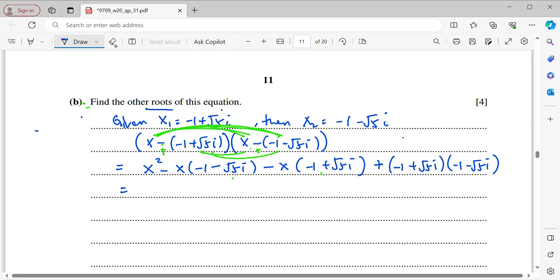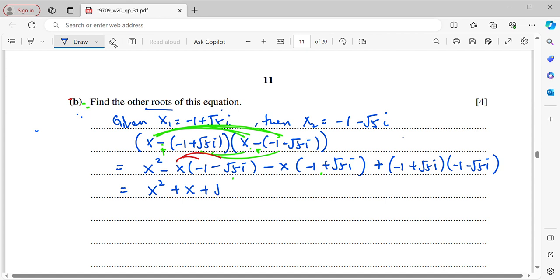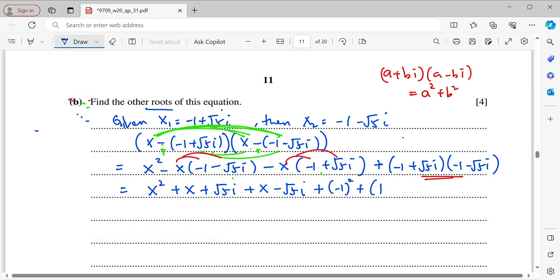Okay, so now when I do expansion, x squared, now you expand again, it will be plus x plus square root 5i. Okay, then expand here, so you will get plus x minus square root 5i. Now for the last two expansions here, I will just use the formula (a plus bi) multiplied with (a minus bi). This is going to be a squared plus b squared, real part squared plus imaginary part squared. That means it will be minus 1 squared plus square root 5 squared. So that's the shortcut.